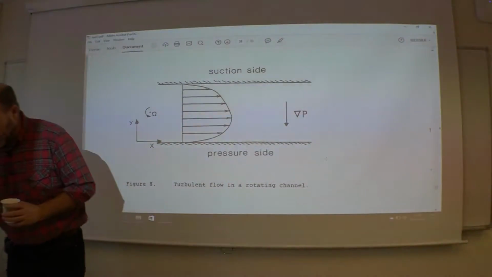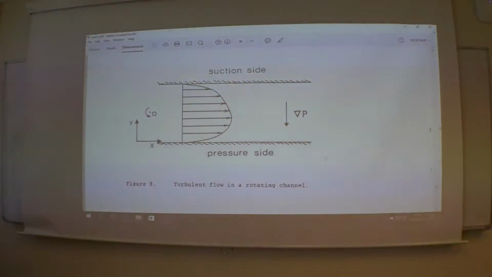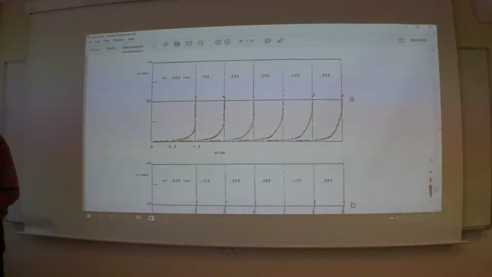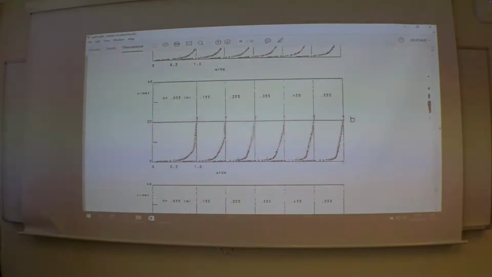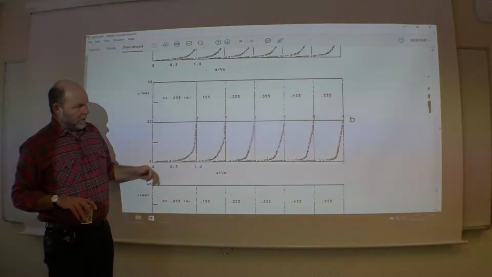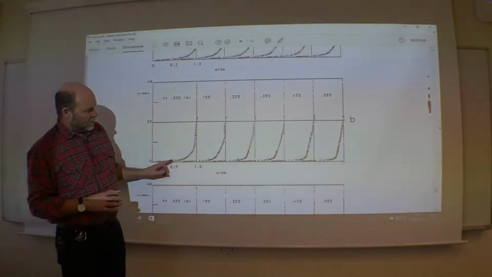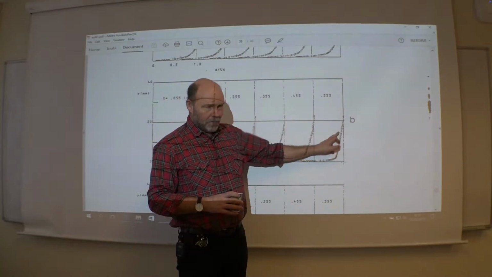Okay, we continue a little bit more, looking at some of these examples. For the rotational channel, you see some measurements, some of the velocity profiles at different locations, and you have here the rotating channel and then the pressure side. So here you see the mean velocity at different locations, and you see it becomes more and more sharp, this shoulder. So clearly more and more turbulent.